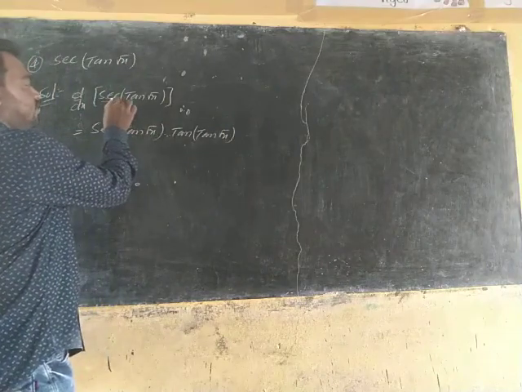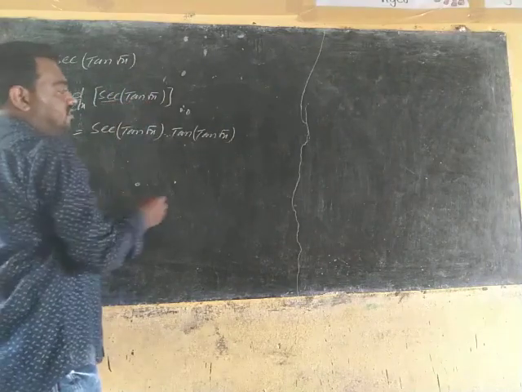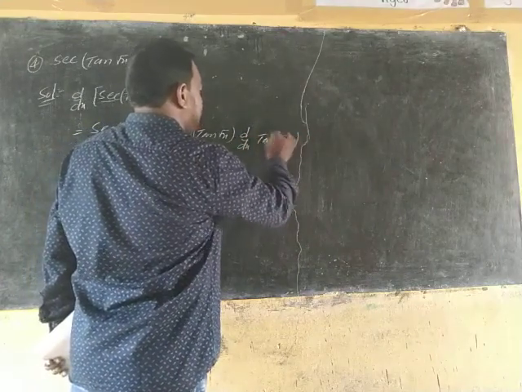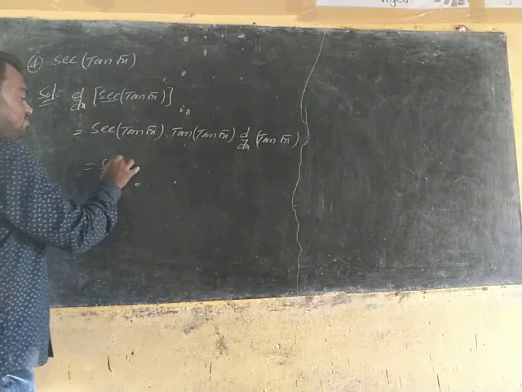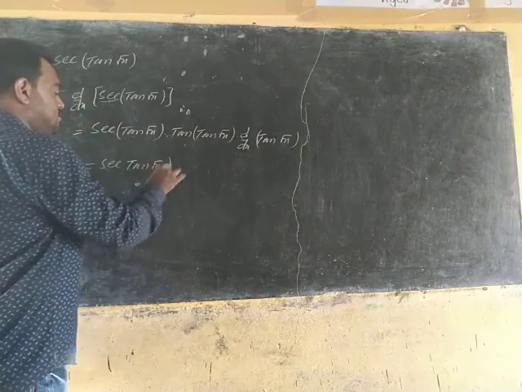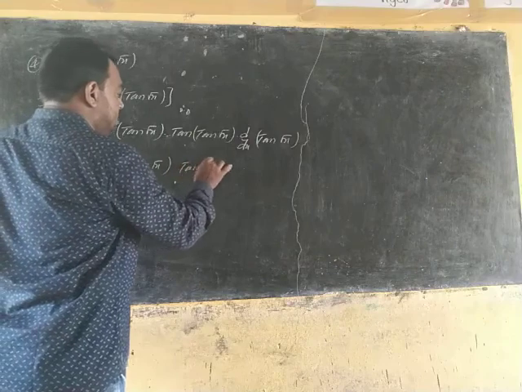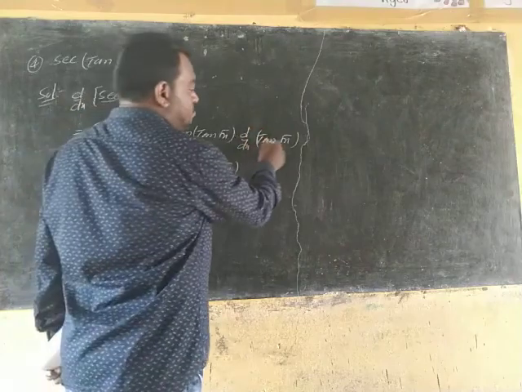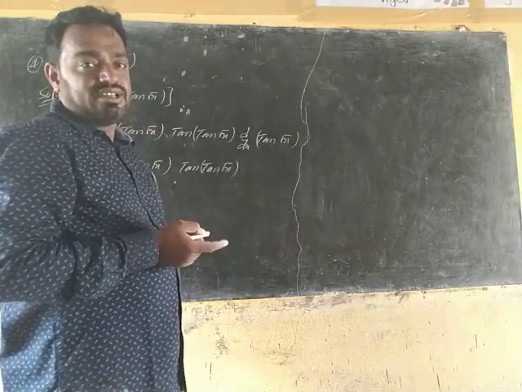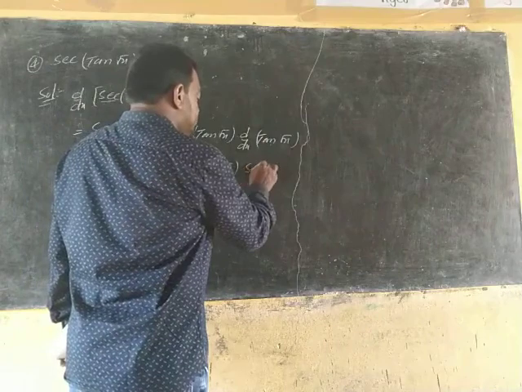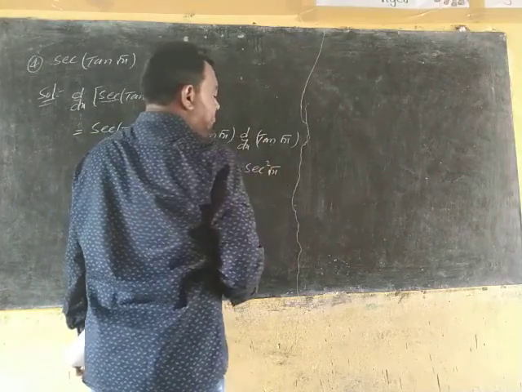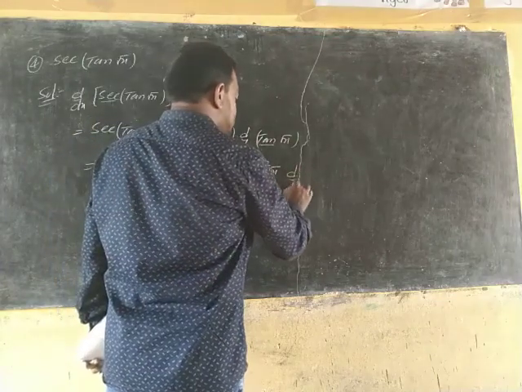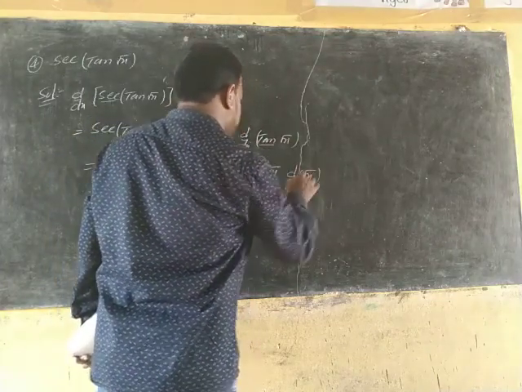Now secant derivative finished. Now we need to apply tan. So d by dx of tan root x. This is equals to secant of tan root x into tan of tan root x into derivative of tan x. Derivative of tan x, what? Secant square x. So secant square of root x. Tan derivative finished. Now we need to apply root x derivative. So d by dx of root x.